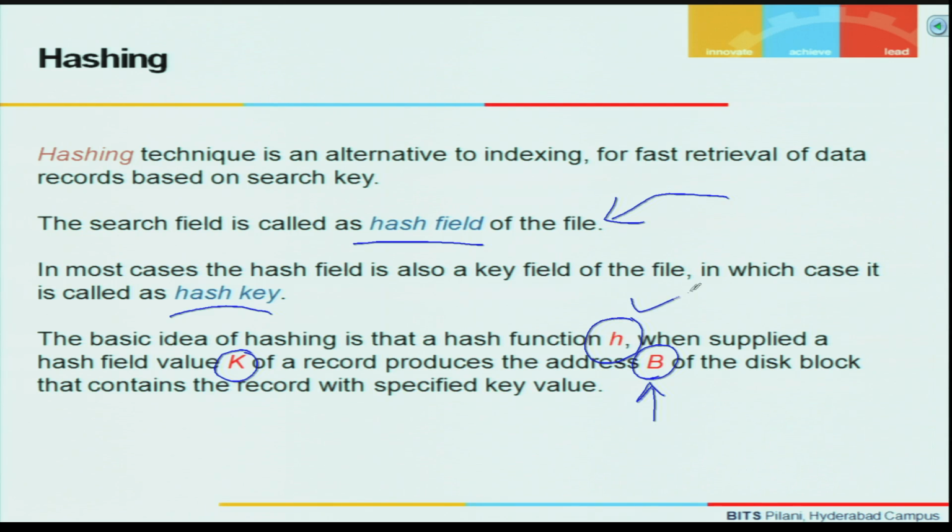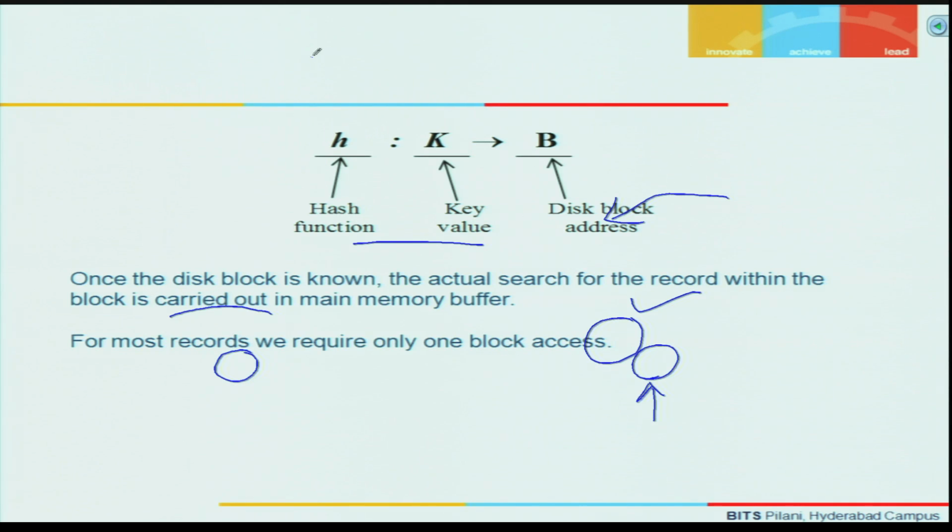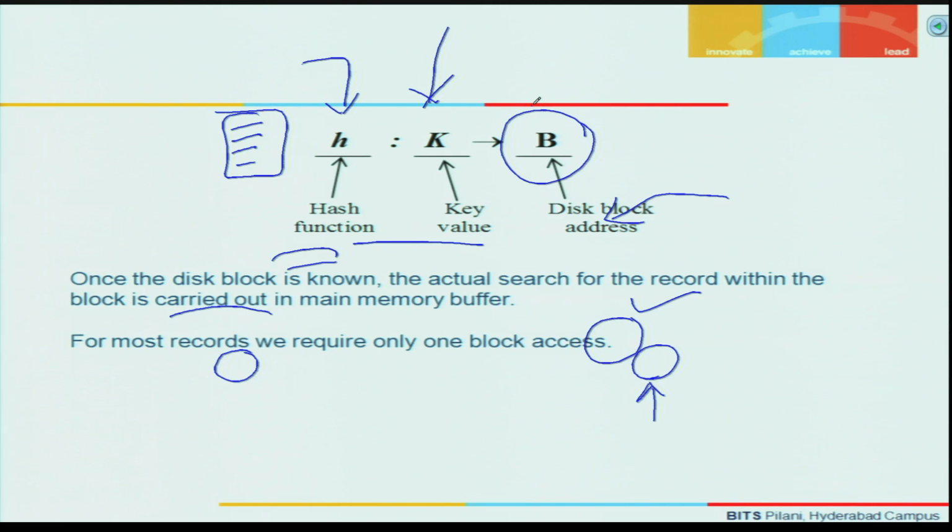h is a function which is called a hash function and which has some computations involved. When the key value is supplied, where this key is a hash key or hash field based on which we are making a search in the database for a given record, it does whatever computation is specified for this hash function, and it produces a value which is called the disk block address.